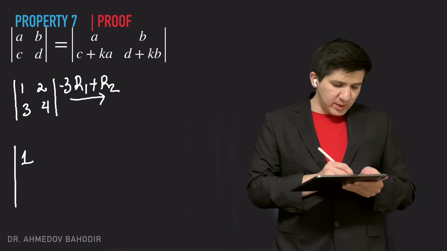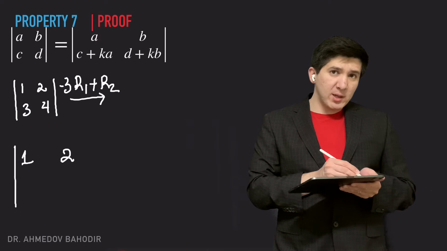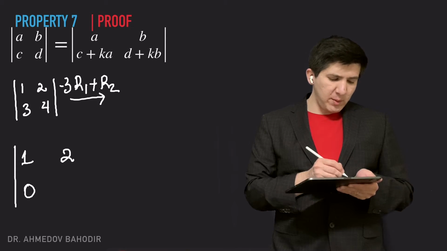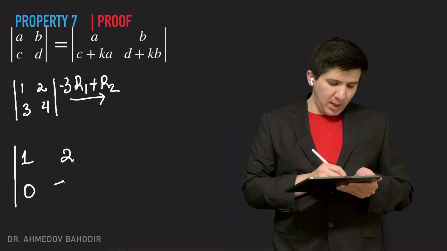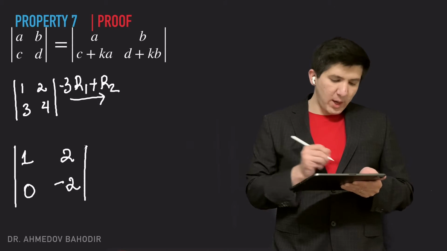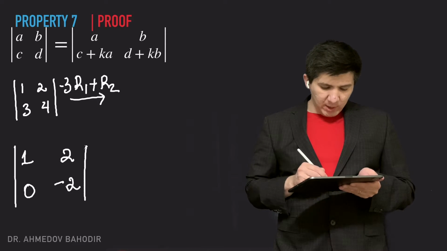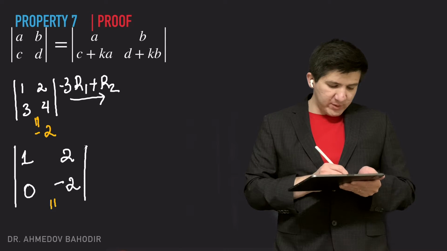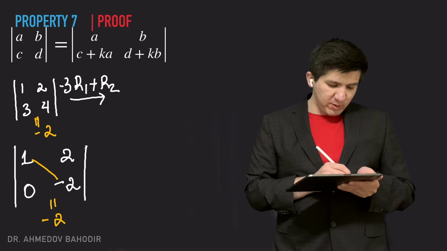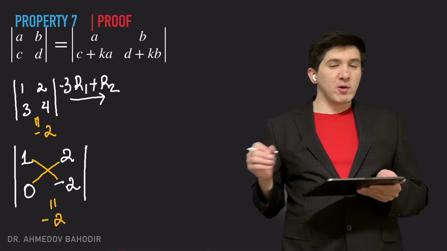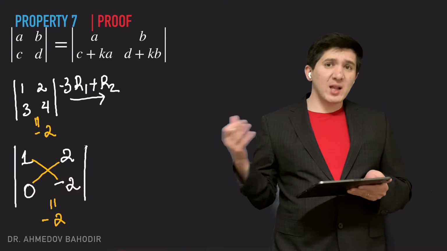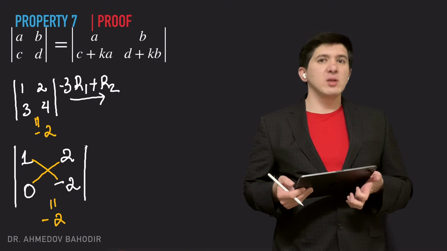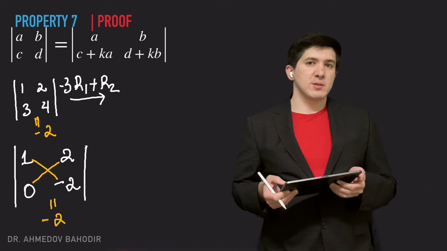So the first row is going to be the same, right? 1 multiplied by -3 added to the 3 is going to be 0. 2 times -3 is -6 plus 4 is equal to -2. Okay, so now let's figure out what the determinant is. The determinant of this matrix is -2, and the determinant of this matrix is equal to -2 as well, because if you multiply the diagonal entries and subtract them, it's going to be -2. You see, the elimination doesn't change the determinant. It's really cool because we can use the elimination to find the determinants, right?